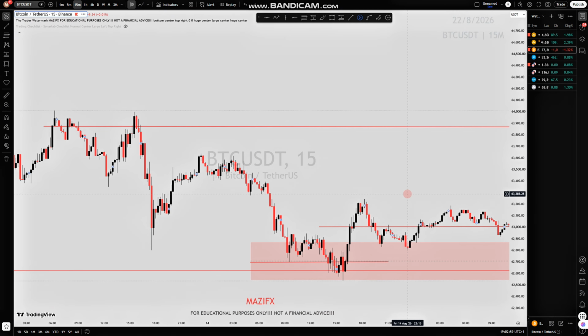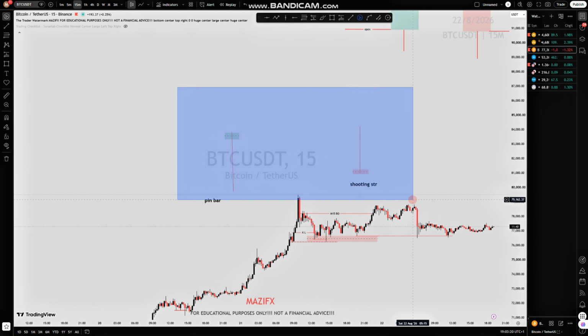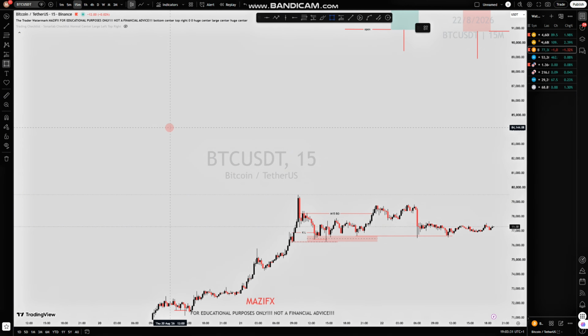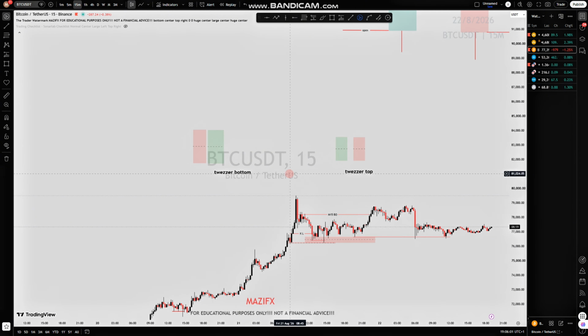Okay, so let's go for the next on our list. The next on our list will be the tweezer top and the tweezer bottom. Now the problem is the tweezer top is very difficult to spot. It's not like difficult, but it's not constant on the chart, but we'll try our best to see how we can figure it out. All right, so we have the tweezer bottom and the tweezer top.